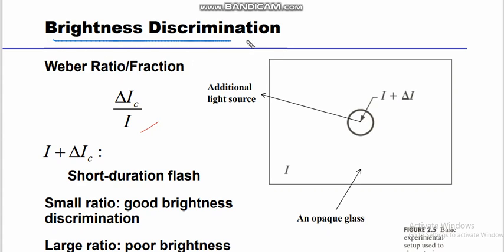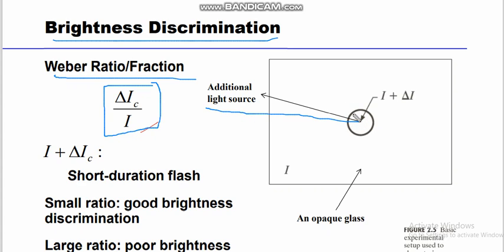Brightness discrimination, Weber ratio fraction, del IC divided by I. Additional light source. This is the additional light source.